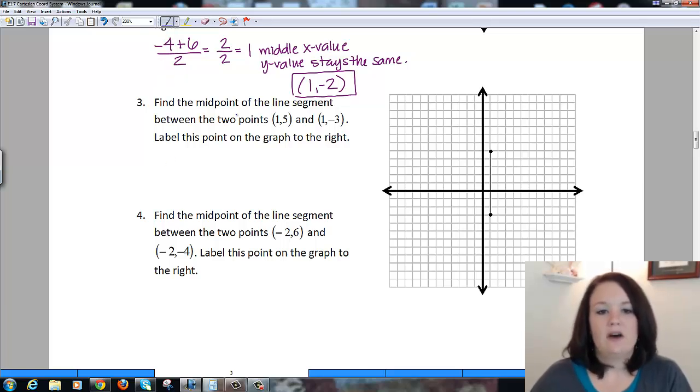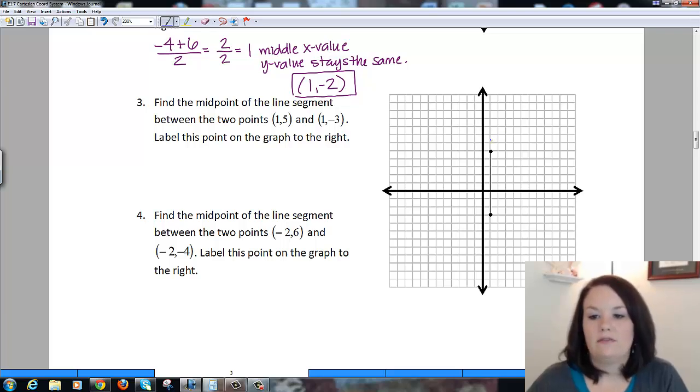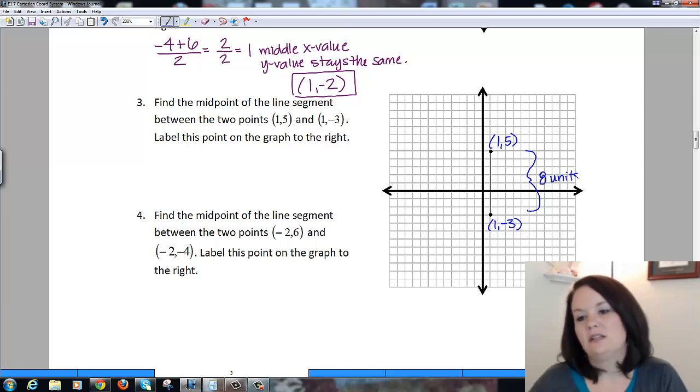So in this one it says find the midpoint of the line segment between the 2 points 1, 5 and 1, -3. So this is my 1, 5 and this is my 1, -3. So again, I could do it by counting. If I find this total distance, I have 1, 2, 3, 4, 5, 6, 7, 8. So if this is 8 units, then that means 4 units is halfway.